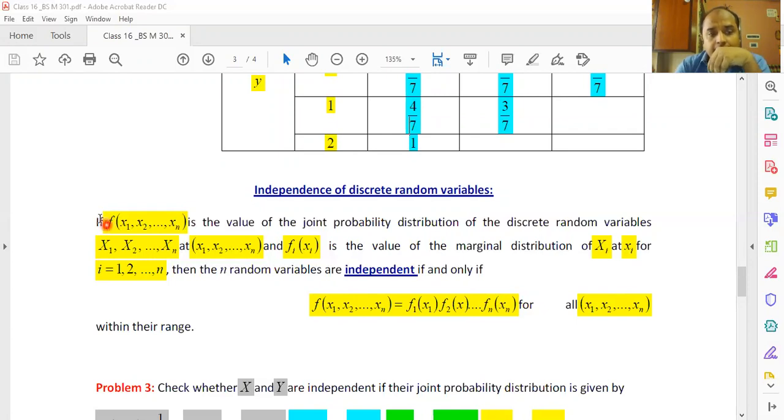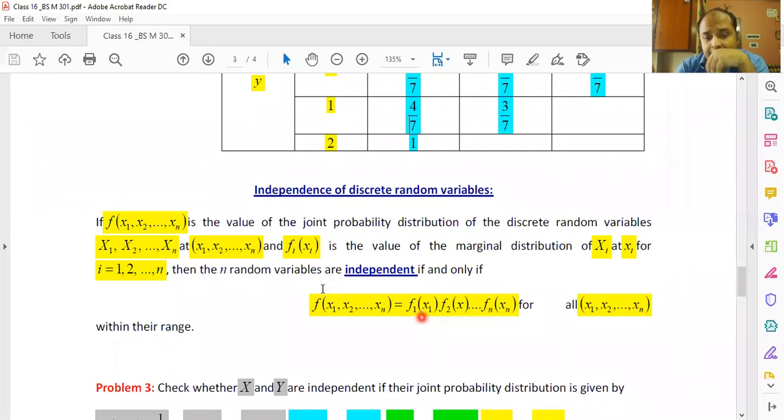How am I defining this? Just look at it. If f of x1, x2, dot, dot, dot, xn is the value of the joint probability distribution of the discrete random variables capital X1, X2, Xn at the point x1, x2, xn, and fi of xi is the value of the marginal distribution of capital Xi at small xi for i equals 1 up to n, then the n random variables are independent if and only if f of x1, x2, xn is equal to f1 of x1, f2 of x2, dot, dot, dot, fn of xn for all such points x1, x2, xn within their range.